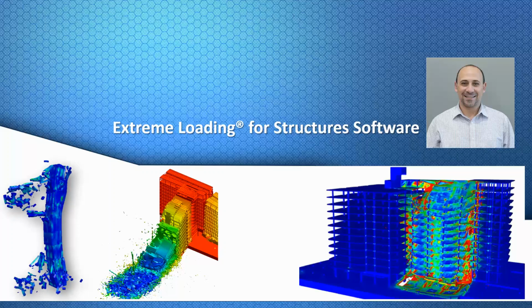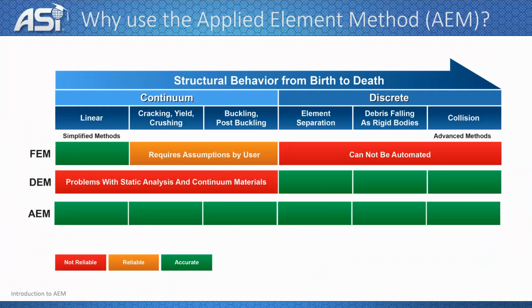Let's first begin with this chart. This chart is showing what we call the structure behavior from birth to death. Here in this chart, we will learn about the advantages of using ELS software in doing nonlinear structural analysis. Birth is when the structure is being constructed, up to when you have an extreme event that happens to your building that leads to either a partial collapse or a total collapse.